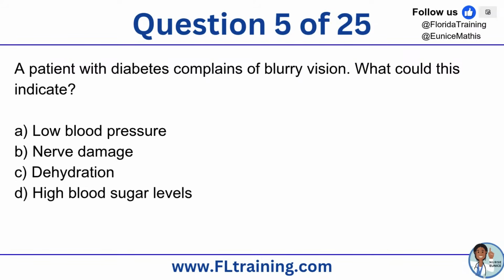Question 5. A patient with diabetes complains of blurry vision. What could this indicate? Is it A, low blood pressure, B, nerve damage, C, dehydration, or D, high blood sugar levels? And I expect everyone to get this one right. I know you're going to get this one right. Hold up. Let's see what's happening right there.